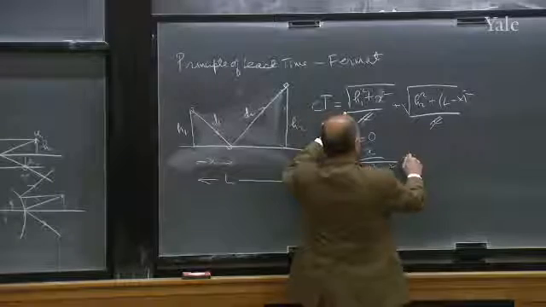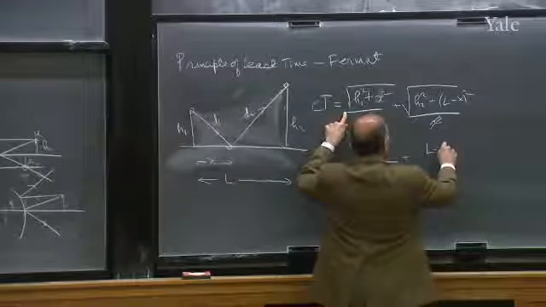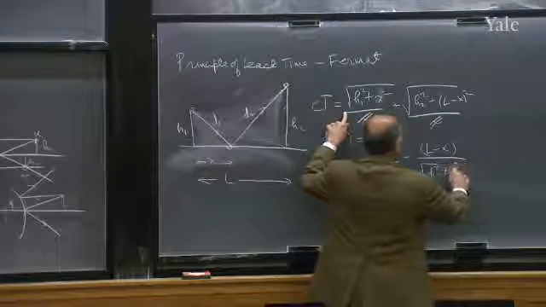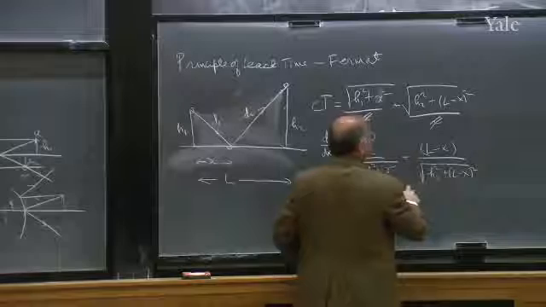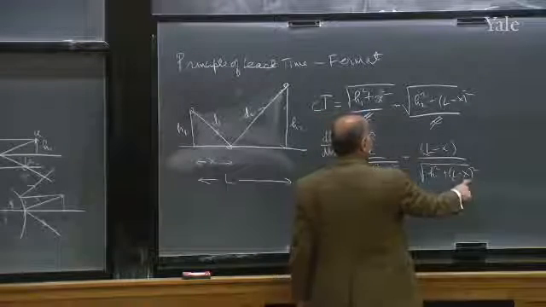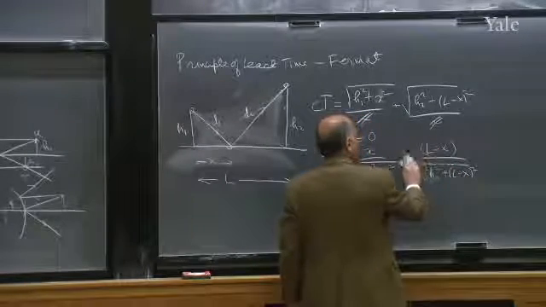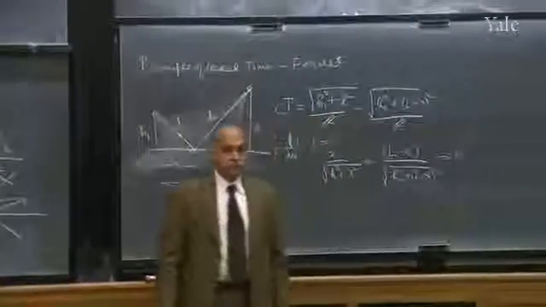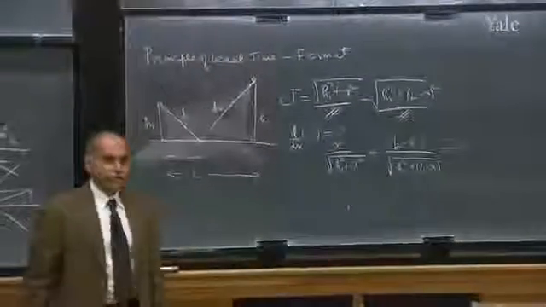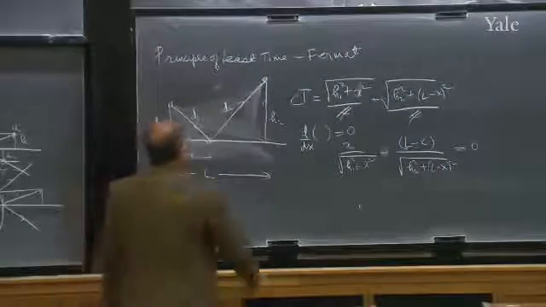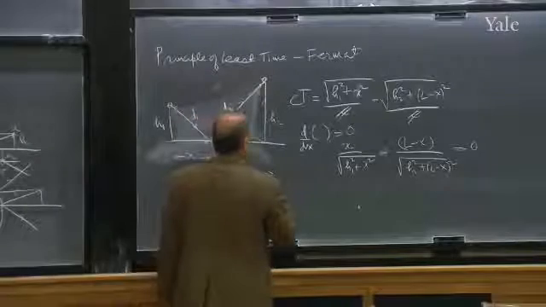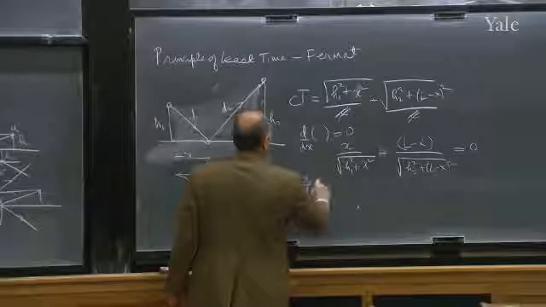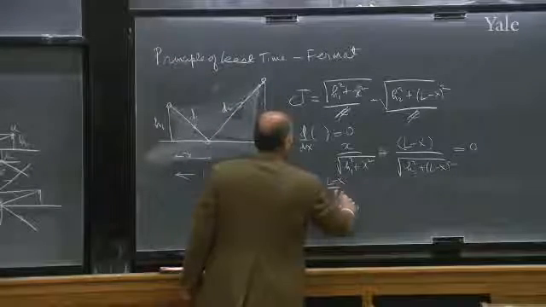The d by dx of the second term will look pretty much the same. It will look like L minus x divided by square root of h2 squared plus L minus x squared. But when you take the derivative of L minus x squared, you get a 2 times L minus x and another minus sign for differentiating that guy. So you will get that, and that's what should be equal to 0. Therefore, the point x has to satisfy this condition. But what is x over d1? This is just x over d1 is equal to L minus x over d2.